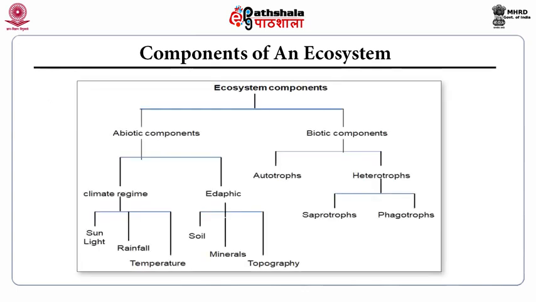So this figure summarizes the components of an ecosystem. We have abiotic components and biotic components. The various abiotic components are represented by climatic regime and edaphic factors. The climatic regime refers to the sunlight, the rainfall and temperature. Edaphic factors include soil, minerals and topography. In this diagram, the biotic components are represented by autotrophs and heterotrophs. Heterotrophs are further subdivided into saprotrophs and the phagotrophs.